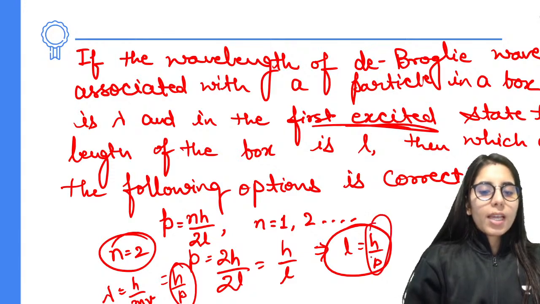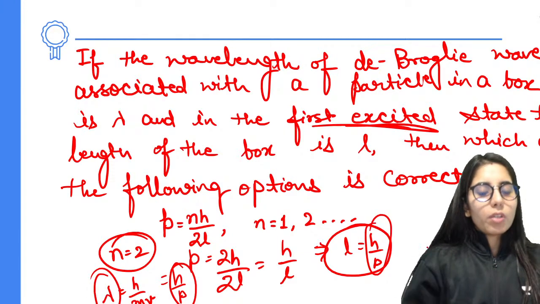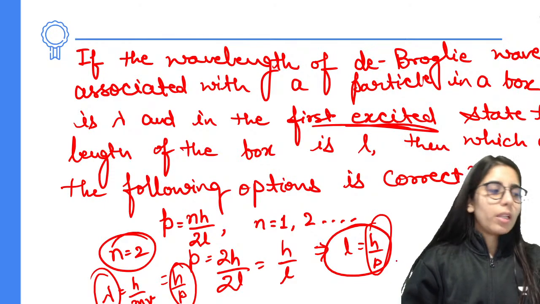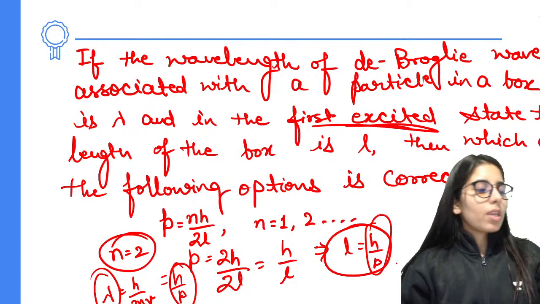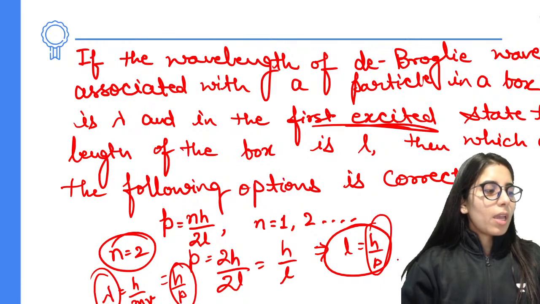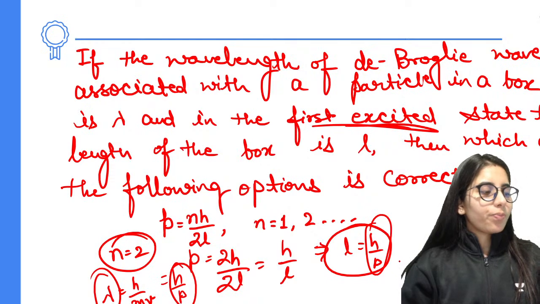So you can see L is equal to h upon P and lambda is equal to h upon P. So what is the right answer? That is lambda is equal to L. Whatever option is giving you the same relation, that is lambda is equal to L, you can say that is the correct one. And this is how you can get it.